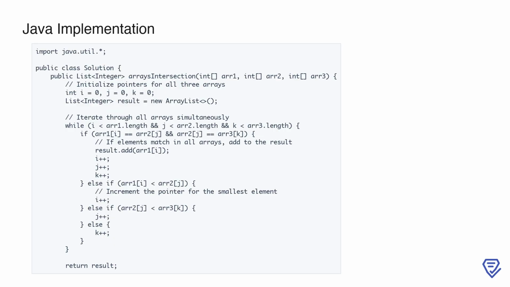The main logic is implemented in a while loop that runs as long as all 3 pointers are within the bounds of their respective arrays. Within this loop, we check if the current elements pointed to by i, j, and k are equal. If they are, it means the current element is common to all 3 arrays, so we add it to the result list and increment all 3 pointers. If they are not equal, we determine which array has the smallest current element and increment the corresponding pointer to move forward. This ensures we maintain efficiency and only process the arrays in a single pass.